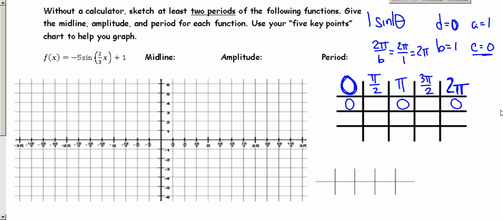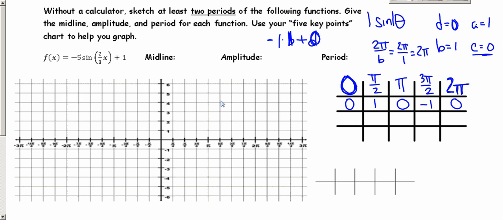Now to calculate these values, I just want to be clear. You'd take that value of the sine, which is 1, and I would multiply it times a, and I would add d. So in this case, I'm going to do 1 times 1 plus 0, so I'm just going to get 1. And I would do the same thing for the minimum. I'm going to do negative 1 times 1 plus 0, and that's going to give me negative 1.